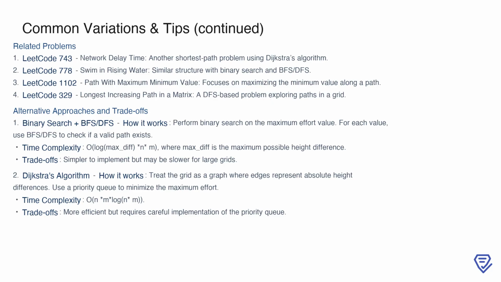On the other hand, Dijkstra's algorithm treats the grid as a graph where edges represent absolute height differences. By using a priority queue, it minimizes the maximum effort efficiently with a time complexity of O(n * m * log(n * m)). While Dijkstra's is more efficient, it requires careful implementation to manage the priority queue effectively.